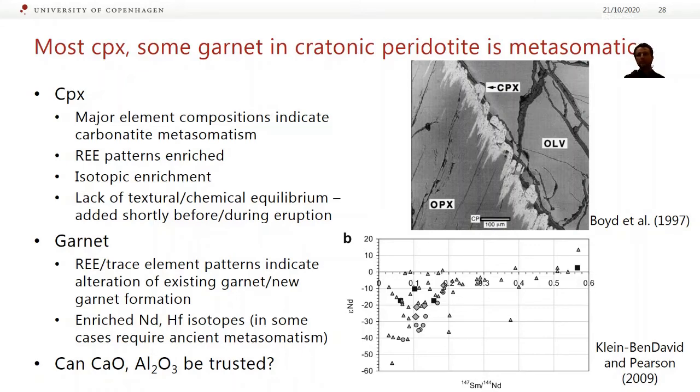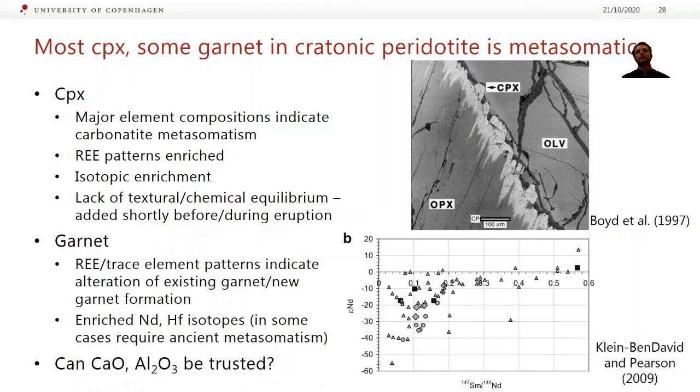And in the plot at the bottom from Klein-BenDavid and Pearson, you can see the epsilon neodymium of some garnets, I think these are from the Slave craton as well, plotted as a function of the samarium-neodymium ratio. And you can see that some of them have epsilon neodymium in the range of -40 to -60. And some of these basically require that they were metasomatized almost immediately after the Slave craton lithosphere formed 3.5 billion years ago.